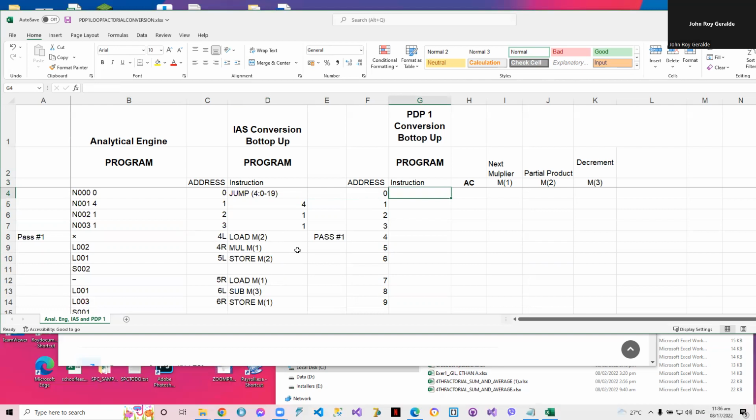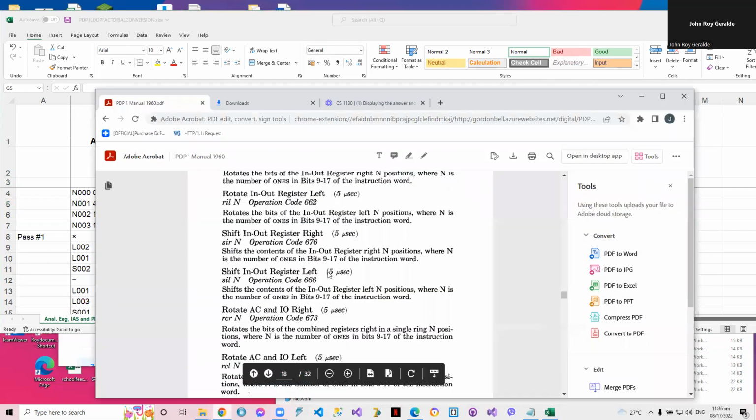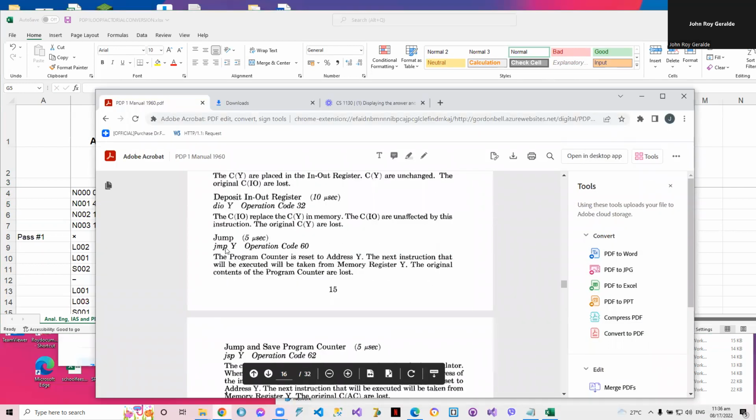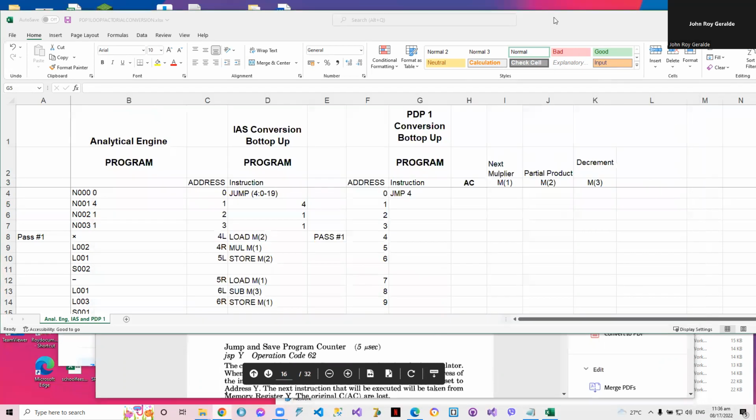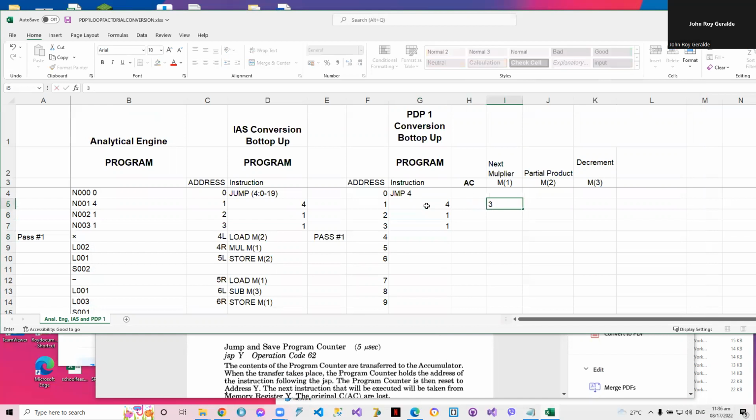In the IAS, you have jump for 0 to 9. In here, you have JMP 4. That's how it's done. Let's look at the instruction set again. JMP, it's correct. Okay, to JMP 4. And then this will be 4, 1, 1. Same thing.